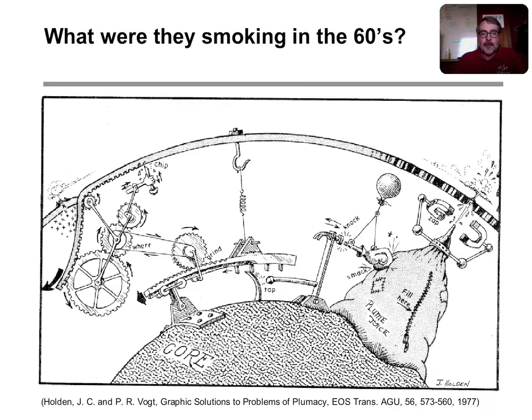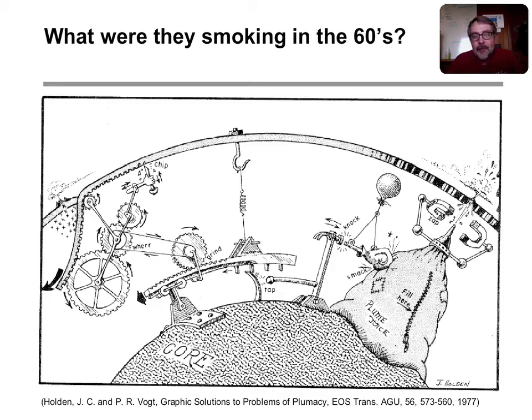Okay, here's the next slide. This is from an EOS article that was published in the late 70s by Holden and Vogt, and it had a lot of really interesting cartoons in it. And I like this one here. This is a cartoon that explains mantle plumes, and you see how convoluted or how simple these things are. They have the plume juice bag, and you fill it up with something, and then it squirts out the top, and it burns a hole in the plate.